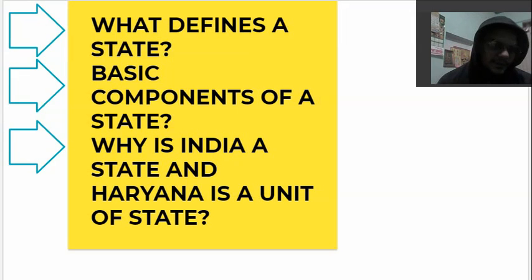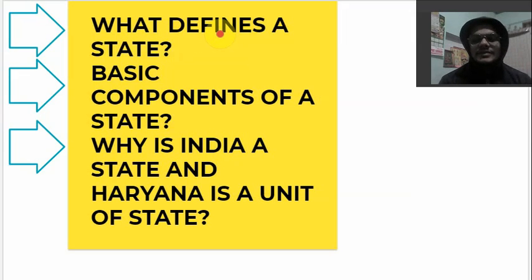So for an example, if we talk about a state, then the example of a state is not Haryana or Punjab. The examples of states are India, Australia, New Zealand, or America. These are the states. Now the question arises: why are they states?